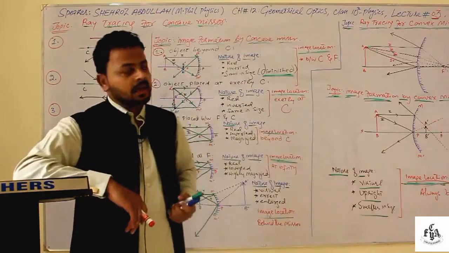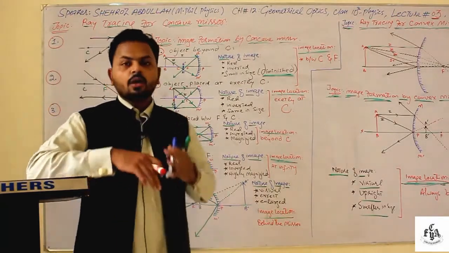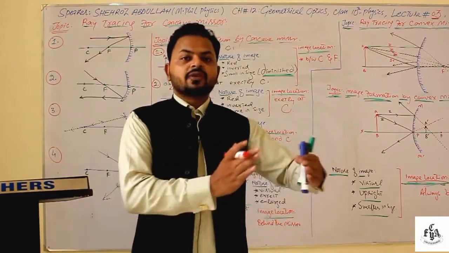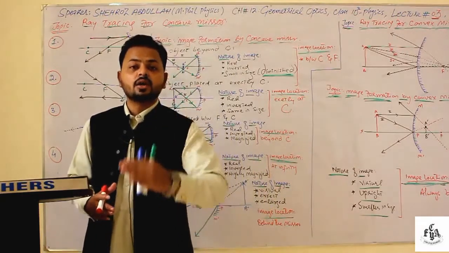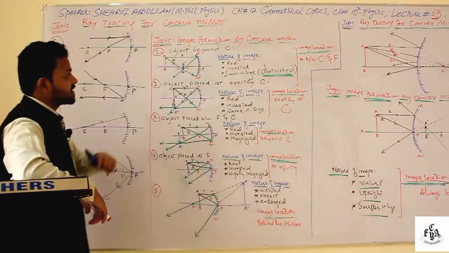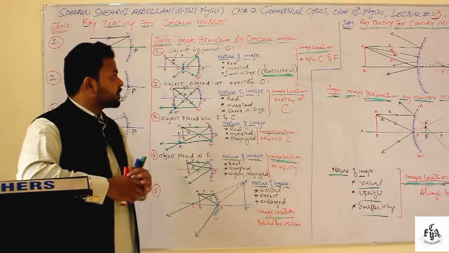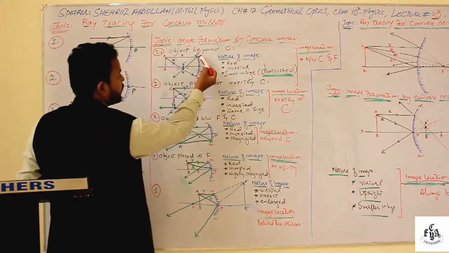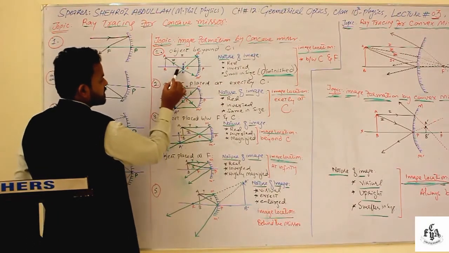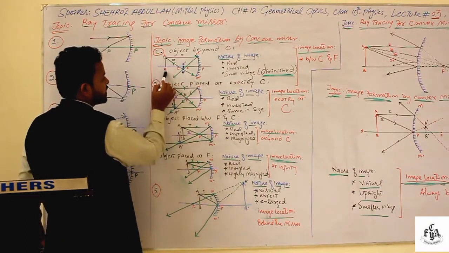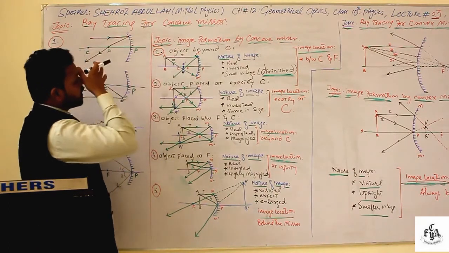Now let me discuss the image formation by concave mirrors. We place the object at different locations, and the image formation will also be different in nature as well as location. The first case we discuss: object beyond the center of curvature, that is capital C. Look, we have a concave mirror like this, and this is the center of curvature, this is the principal focus. Object AB is placed beyond C.